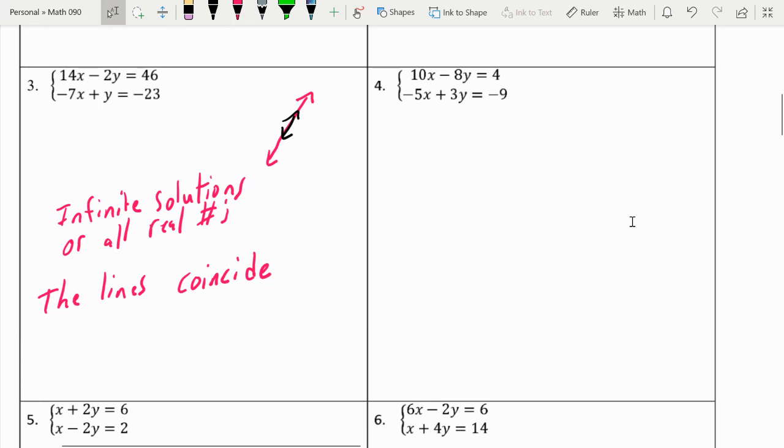Number 4, I chose to do this one using elimination method. I'm using elimination method because if you look at the equations, neither equation has a variable that's by itself. So in equation 1 and equation 2, there's no variable that's by itself. So in this case, I want to leave them stacked on top of each other. I'm going to leave them stacked on top of each other like this. Sorry, it's supposed to be an 8.